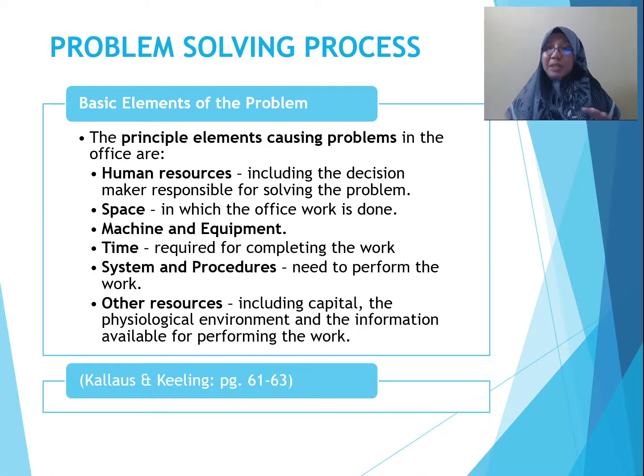Number 3 is the machines and equipment. Number 4 is the time. Time is required for completing the work, or in other words, we have the Gantt chart or the duration, how long we are going to complete the work. And the next one is systems and procedures, that we are going to use the system or the procedure on how we are going to perform our work. And lastly is the resources that include the capital, the physiological environment, and the information available for performing the work. Okay.